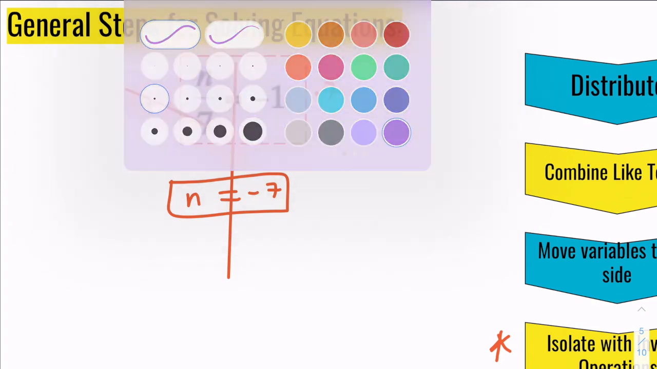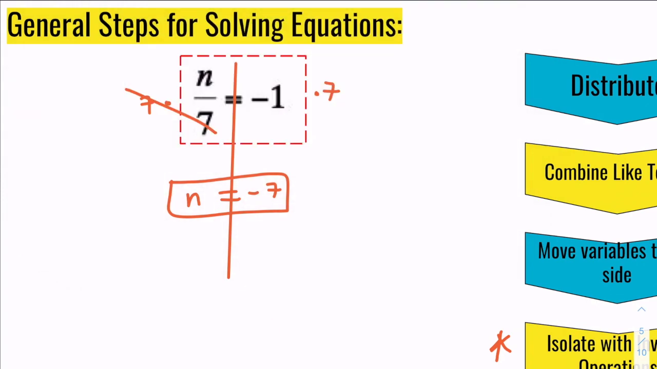The other thing that you can keep in mind is you're always welcome to check these by plugging your answer back in. So if I'm plugging in n as negative 7, I would have the equation negative 7 divided by 7 equals negative 1. Negative 7 divided by 7 does equal negative 1, so we did it correctly.